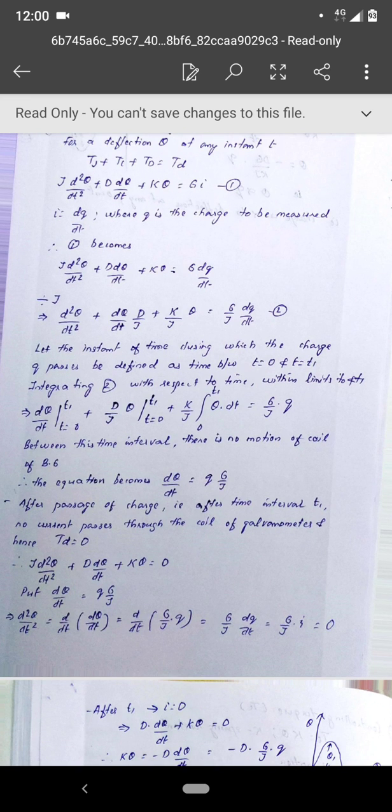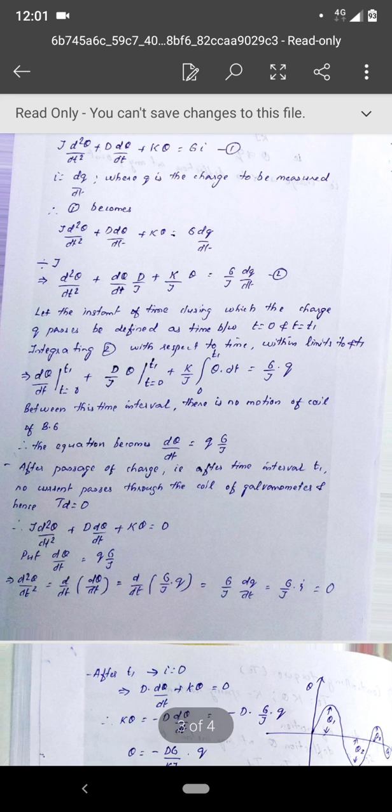So that is what is elaborated there. Let the instant of time during which the charge q passes be defined as the time between t equal to 0 and t equal to t1. So we integrate equation 2 with respect to time within limits 0 to t1. It's very easy to understand, and you'll get such an equation.